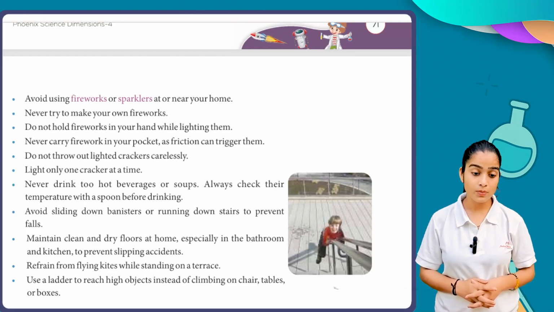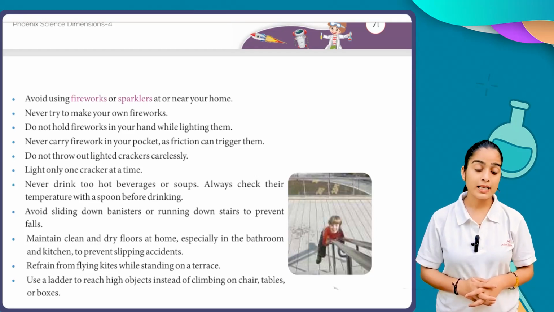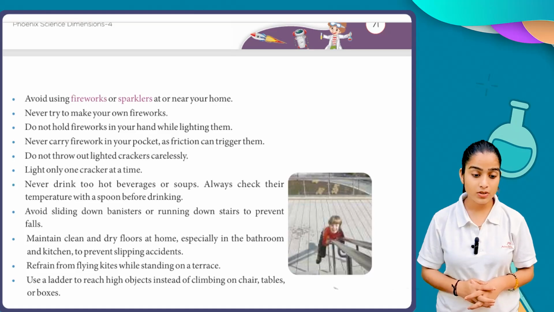Never drink too hot beverages or soups. Always check their temperature with a spoon before drinking. Avoid sliding down banisters or running downstairs to prevent falls.